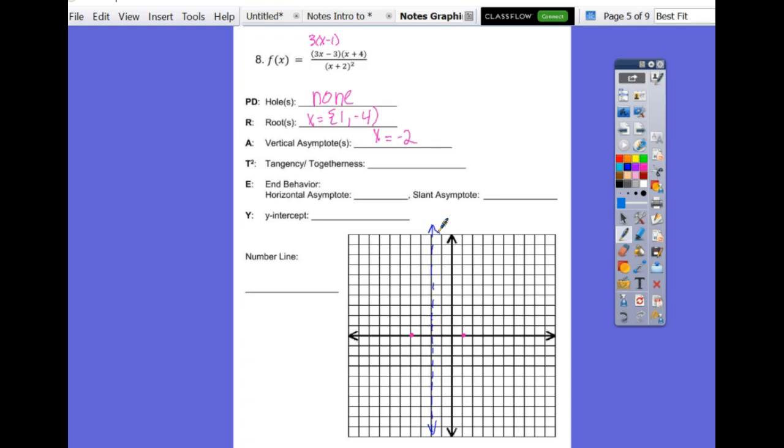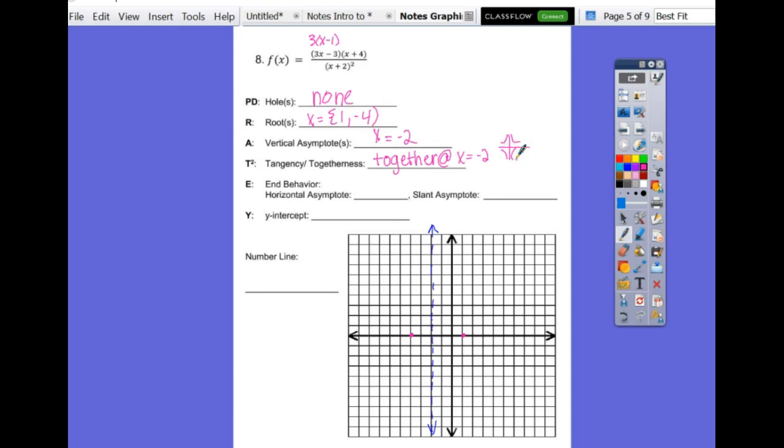Now, I'm going to check for togetherness or tangency. Do I have a squared term on top? I do not, so I do not have any tangency, but I do have a squared term on bottom, so I'm going to have togetherness. That means it's either going to look like this or like this at -2.